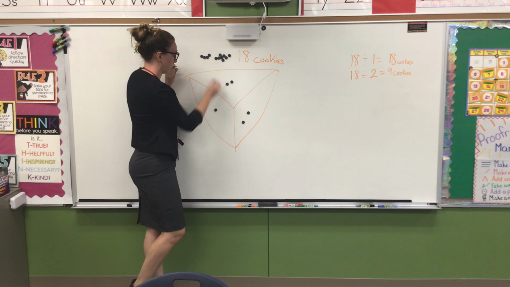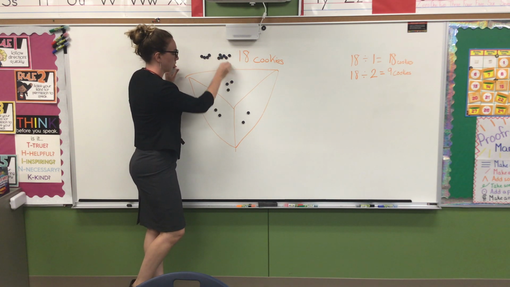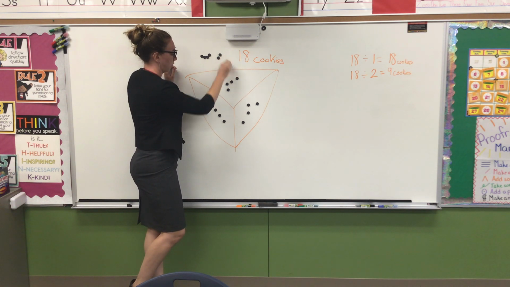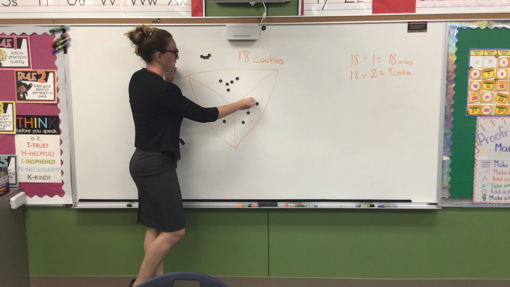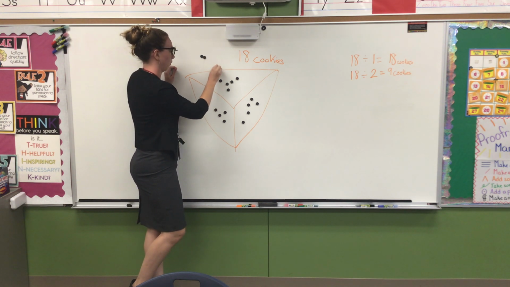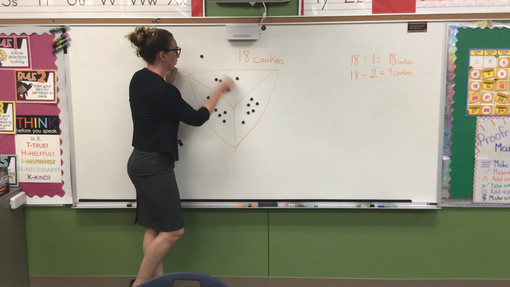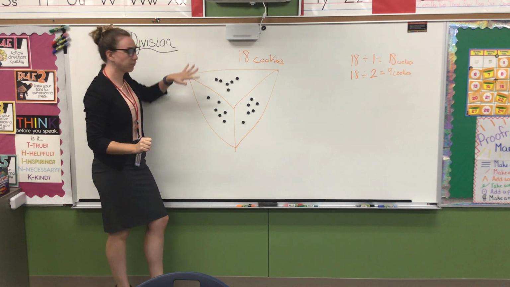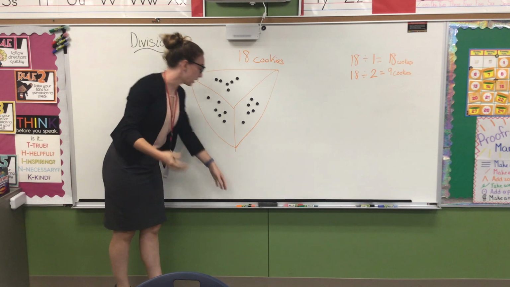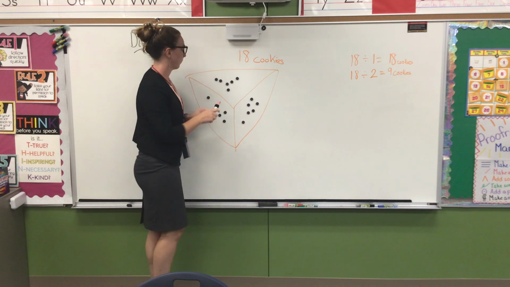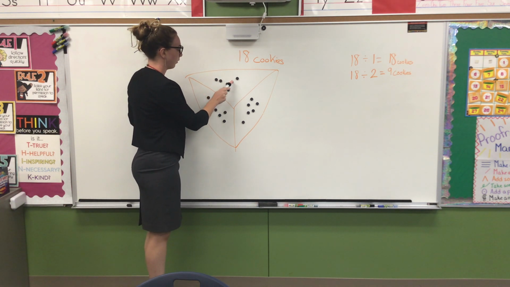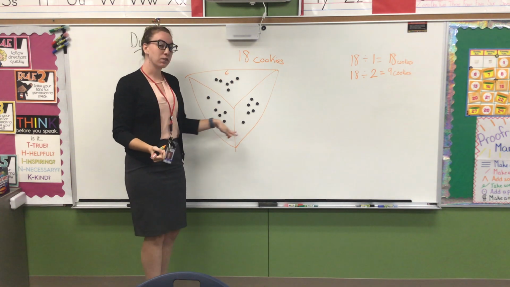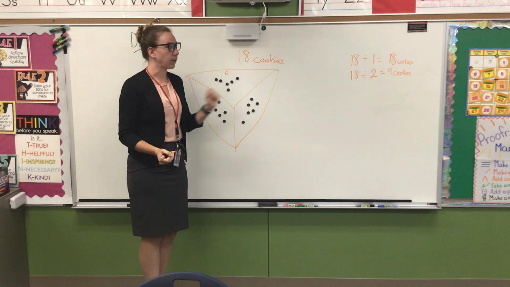1, 2, 3. 1, 2, 3. Did it work? We don't have any left over, so it must have worked evenly. Let's double count and see how many are in each section. 1, 2, 3, 4, 5, 6. All right, so I had 6 in this group. If I have 6 in both of these groups, then it divided evenly and we have an actual answer.